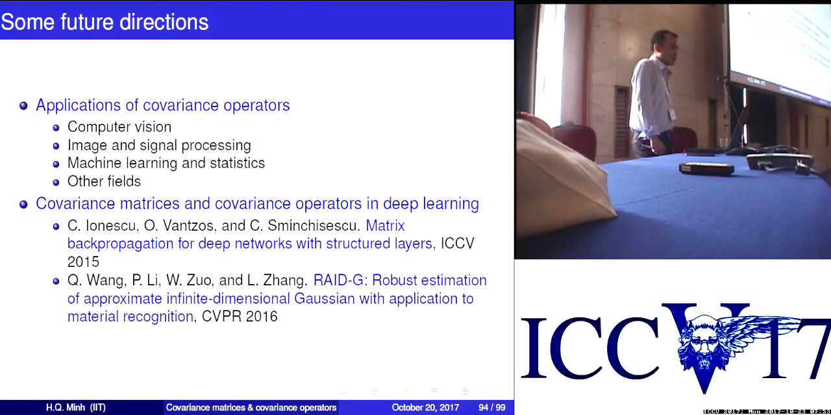So I want to talk about some future directions here. Of course, covariance matrices have appeared everywhere, in many different areas of computer vision, imaging, signal processing, machine learning, statistics, brain imaging, and brain computer interfaces, so a lot of other areas. And we have basically only talked about image classification. There are many other things that could be considered. So I would hope to get involved in some more applications in the near future. And one thing, recently, now of course, there's a lot of interest in deep learning. Recently, there has been work that incorporates these covariance matrices and covariance operators in deep learning.